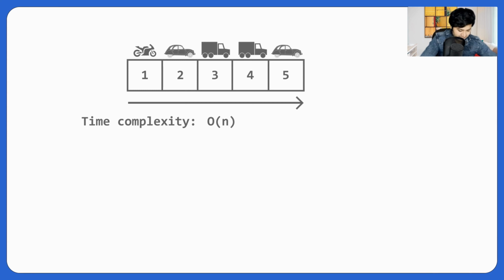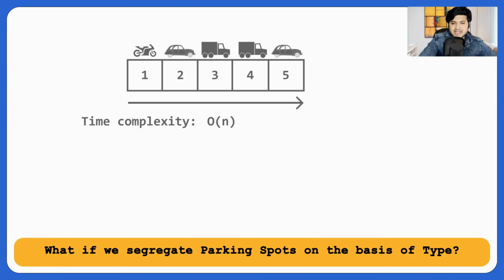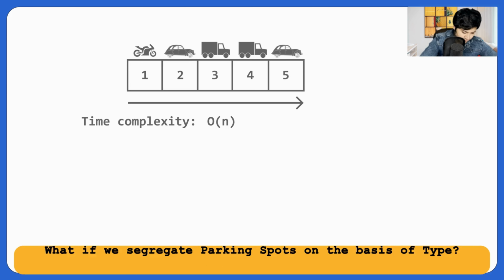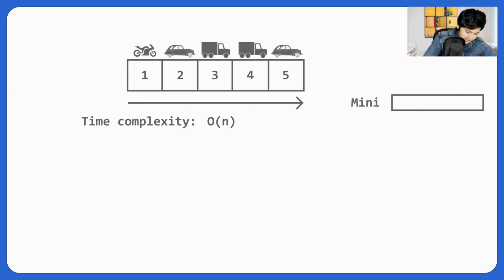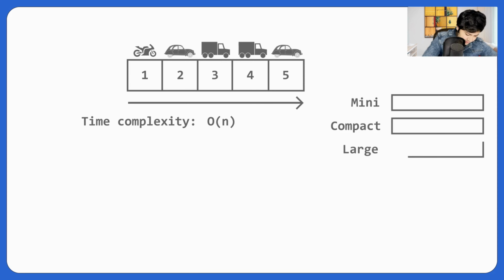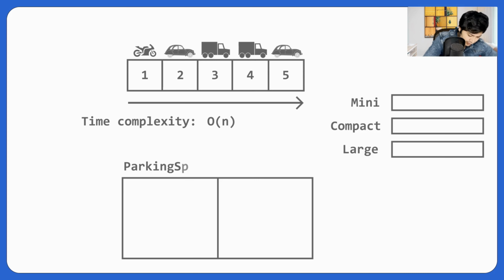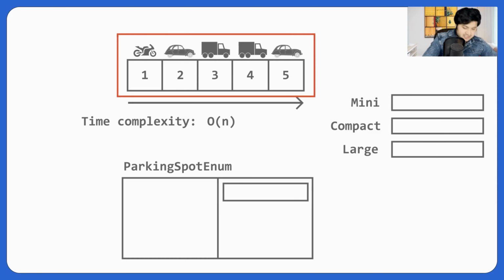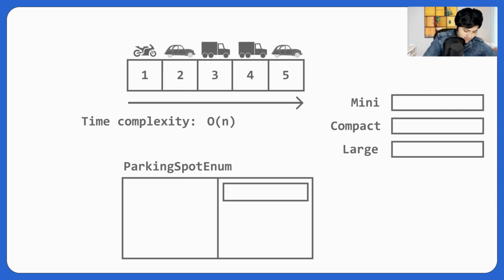First of all, the parking spots are present in the same list. What if we segregate parking spots on the basis of type? For example, if we have created a list of mini parking spots, let's have a separate list of compact and a separate list of large. This should be pretty good, right? We are already getting an enum of parking spot. So what if we create a map with key as parking spot enum and value as the list of those parking spots? This would reduce our time, because earlier in this list there were all different types of parking spots. Now the worst case time complexity is reduced from order of n to order of n by 3. Which, if we see, is order of n only, worst case time complexity.